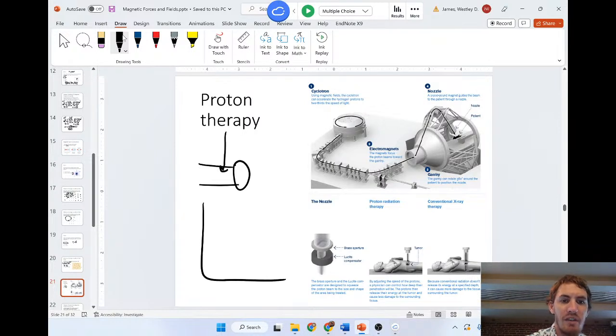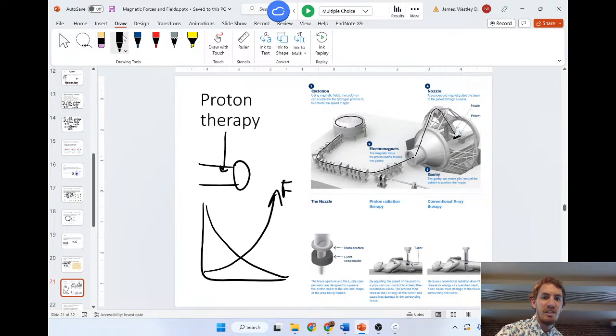So if you have a graph of their velocity over time, maybe their velocity kind of does this, but the energy that they release kind of does this. If this is the energy they release, this is their velocity as they enter this thing. And so they deliver most of the energy at the targeted site. Super interesting application of accelerating charges and making charges go in circles.